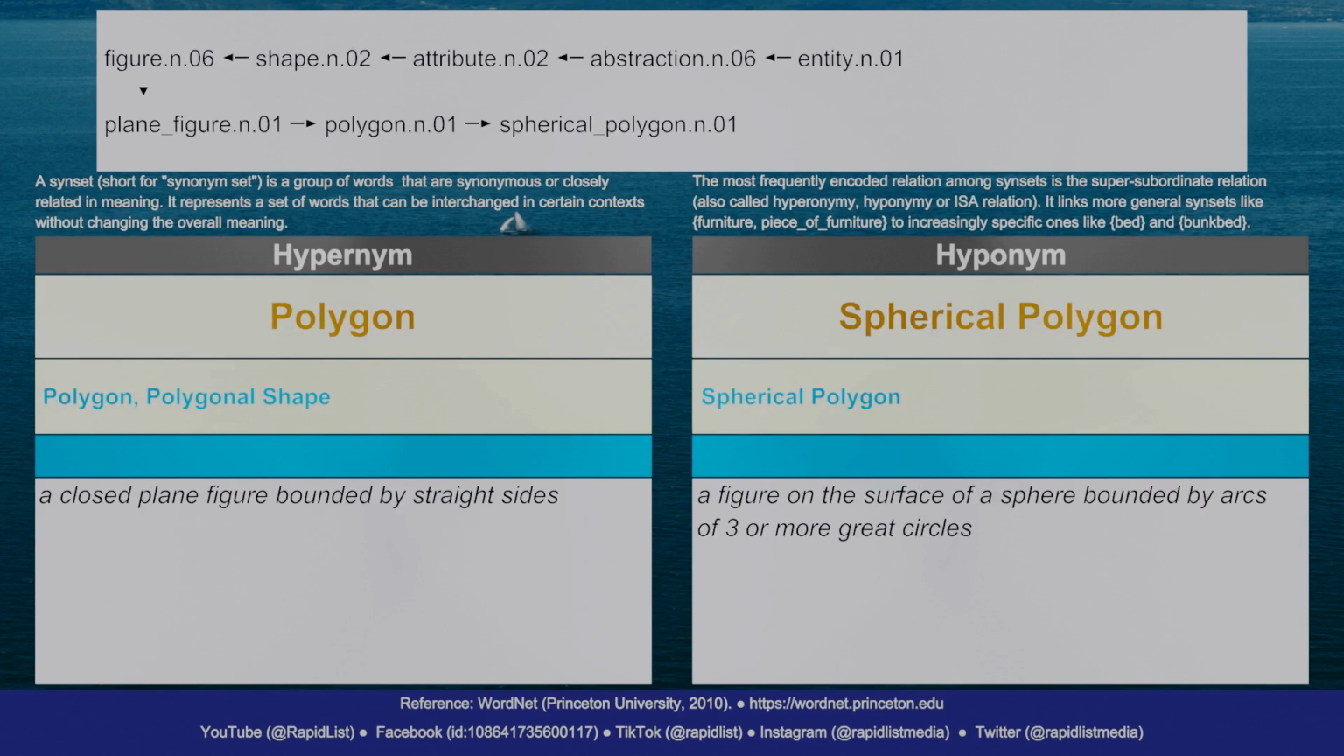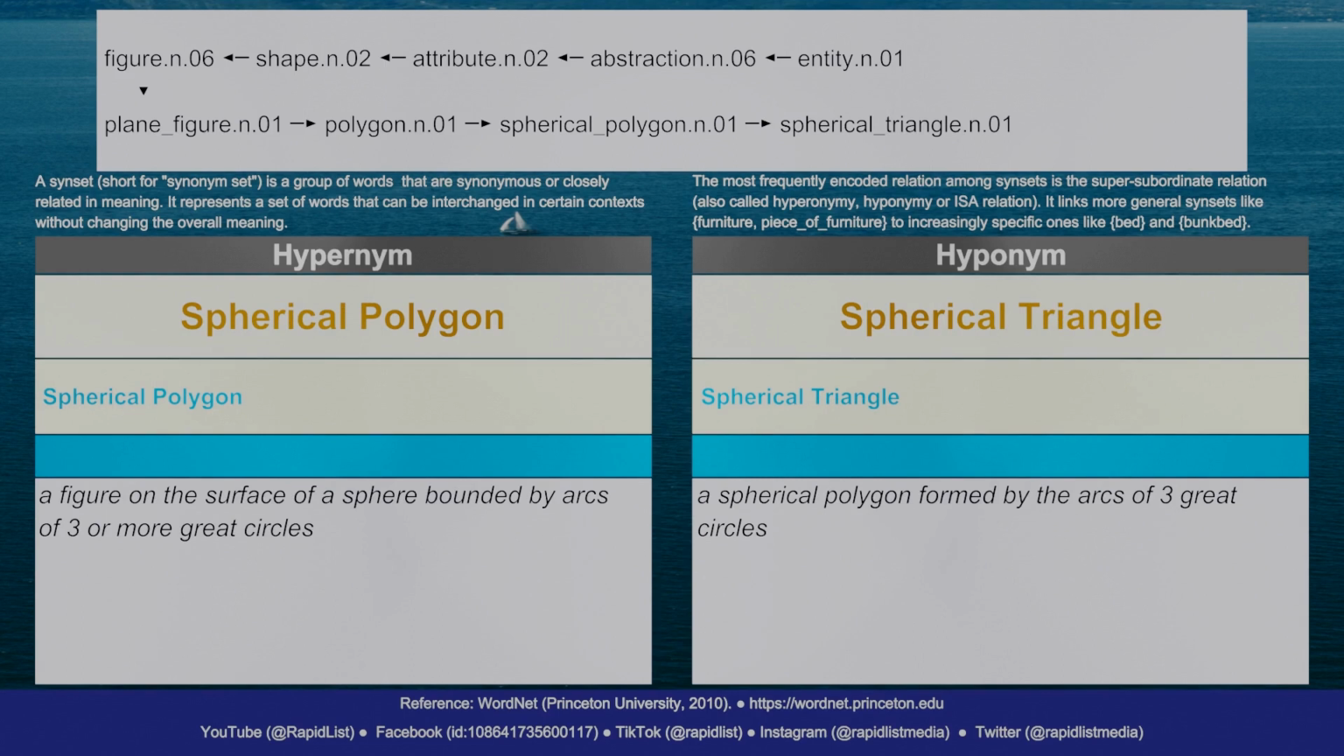Spherical polygon. A figure on the surface of a sphere bounded by arcs of 3 or more great circles. Spherical triangle. A spherical polygon formed by the arcs of 3 great circles.